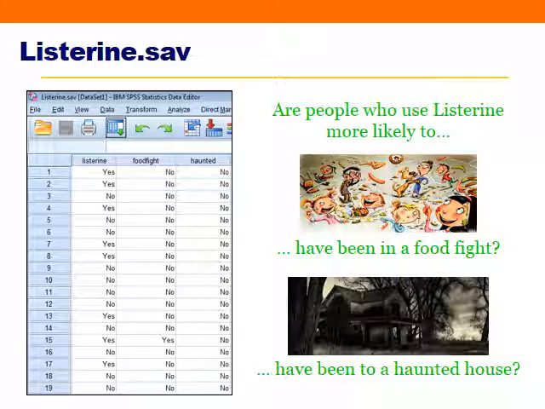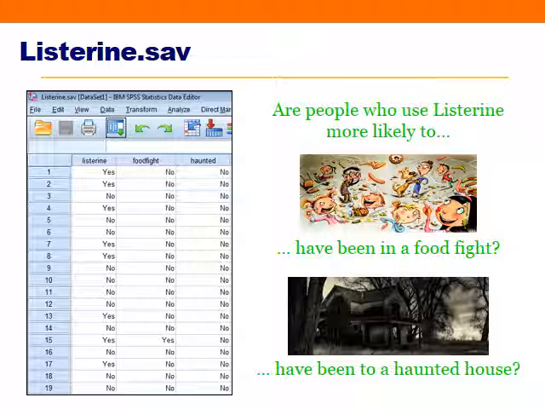Now, for the first of these analyses, as a reminder, we would go to Analyze, Descriptive Statistics, Crosstabs. We would put the Listerine variable in the rows box because that would be our independent variable here. For our first example, we would put the food fight variable in the columns box as our dependent variable. In the Statistics menu, we'll make sure to check the box for chi-square so that we can get the results of the chi-square test comparing Listerine users against non-Listerine users.